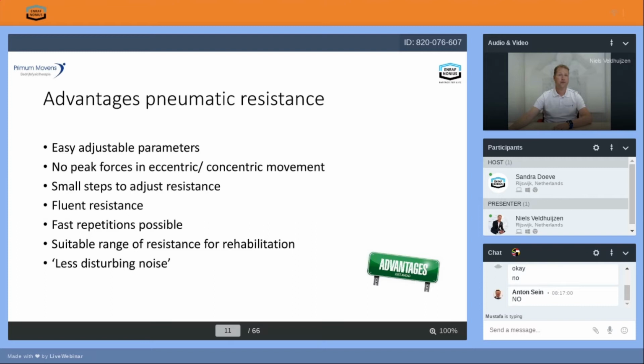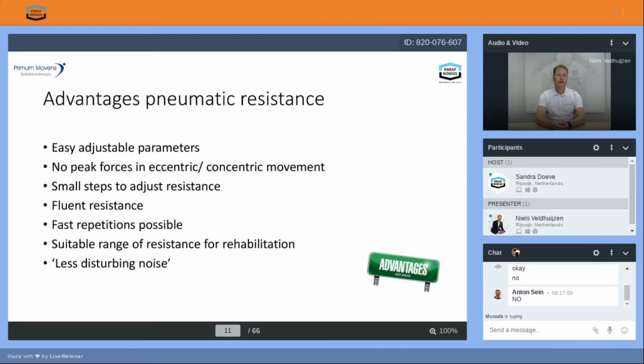There are some other advantages. Like I said, it's an easily adjustable parameter. You just adjust it on the screen, and you can add small amounts of resistance, smaller than with weight stacks. Often they go in half kilos or kilos or even 2 kilos, and in the larger resistances, it's often with 5 kilo steps. There are no peak forces in the eccentric and concentric movement. Like I said, the small steps I just explained. There's a fluent resistance, and fast repetitions are possible because the pneumatic system automatically and immediately adapts to the speed of the movement.